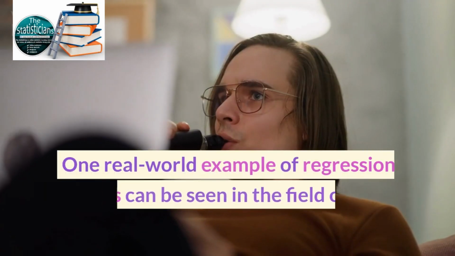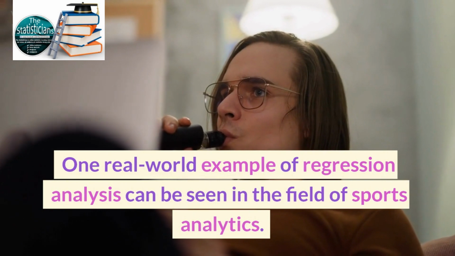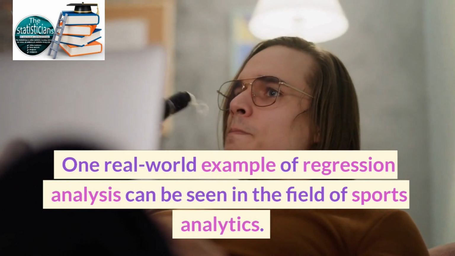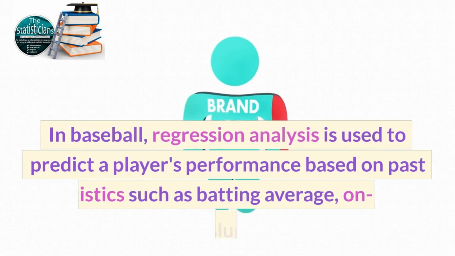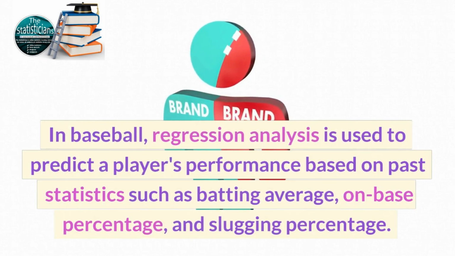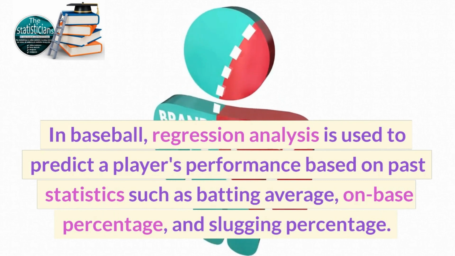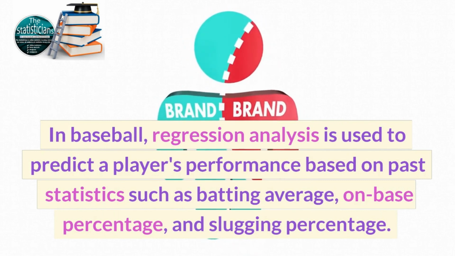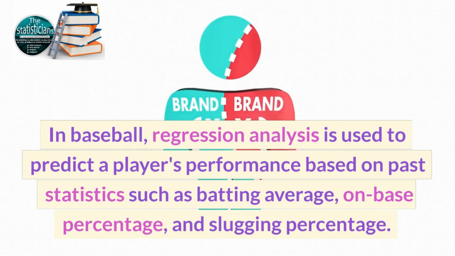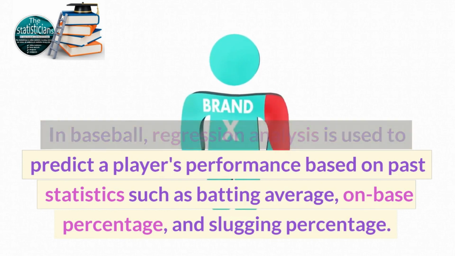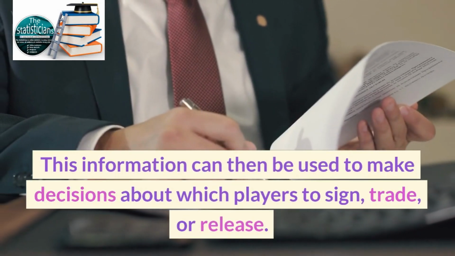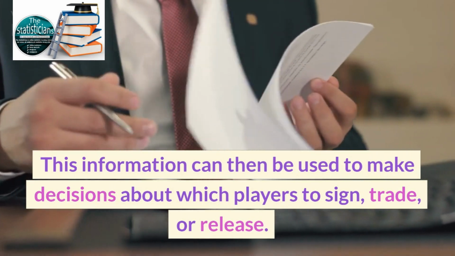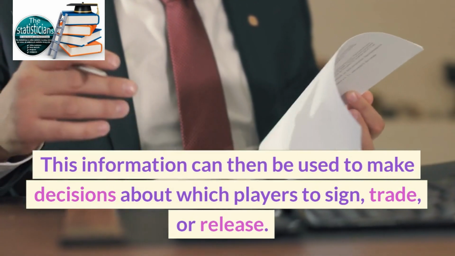One real-world example of regression analysis can be seen in the field of sports analytics. In baseball, regression analysis is used to predict a player's performance based on past statistics such as batting average, on-base percentage, and slugging percentage. This information can then be used to make decisions about which players to sign, trade, or release.